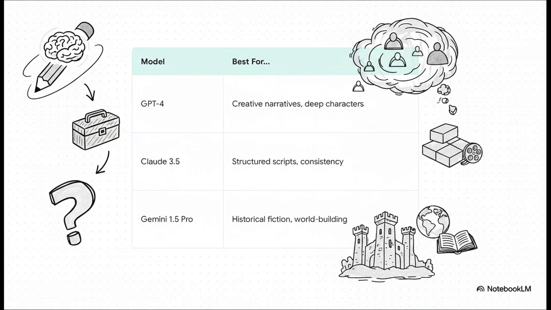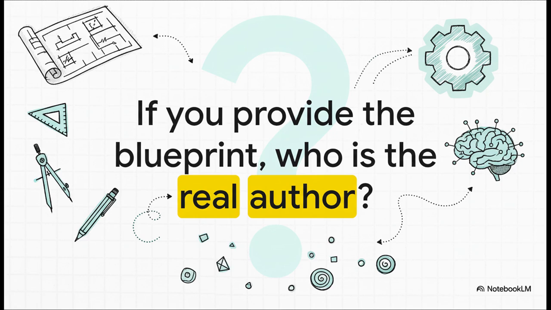And for, say, a research-heavy historical novel, Gemini 1.5 Pro is an absolute powerhouse. It can process entire books of research to inform its world building and make sure it's historically accurate. Matching the tool to the task is what separates the good results from the great ones. So this leaves us with a fascinating final thought to chew on. As you become the architect of these creative worlds, meticulously crafting every single detail in the blueprint, where does your role as a director end, and where does the AI's role as a creator begin? It's a question that's really redefining what authorship even means in the age of AI.